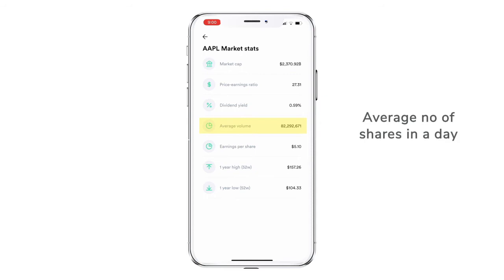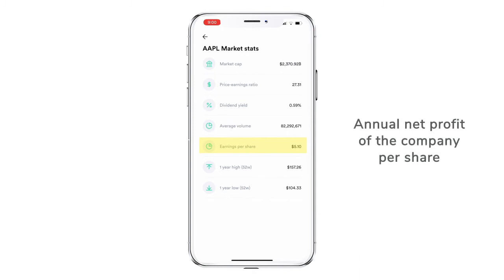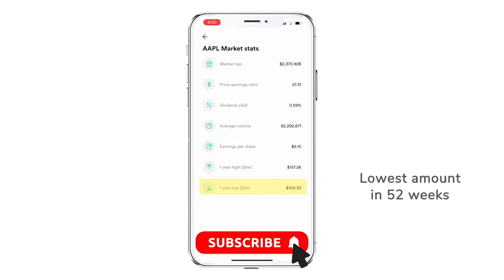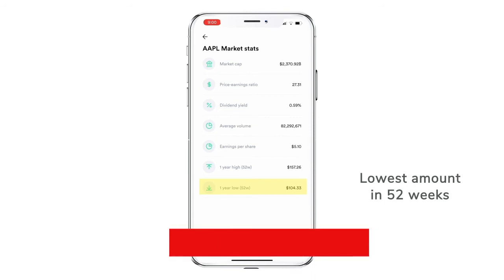Average volume is the average number of shares that this stock trades every day. EPS is the annual net profit ng company per share. And 1-year high is the highest amount that the stock reached in 52 weeks, and 1-year low is the lowest amount that the stock reached in 52 weeks.